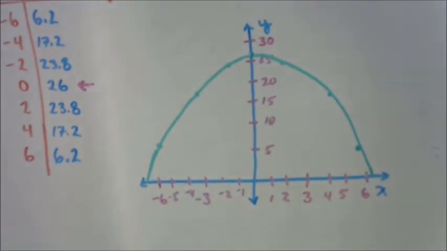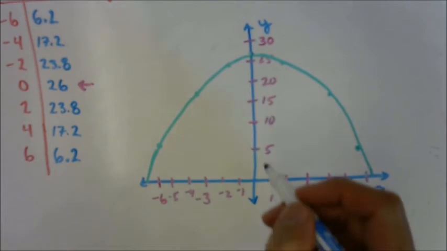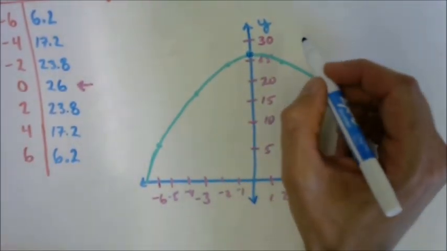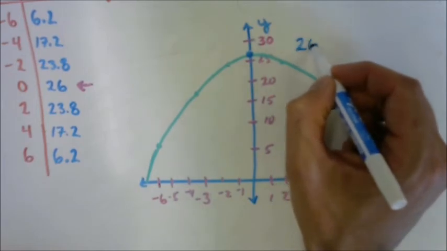The last question that we have to answer here is how tall and wide is the arch? How tall is the arch? 26 meters tall. Because it's measured in meters, and we know the maximum point is 26, the arch is 26 meters tall.